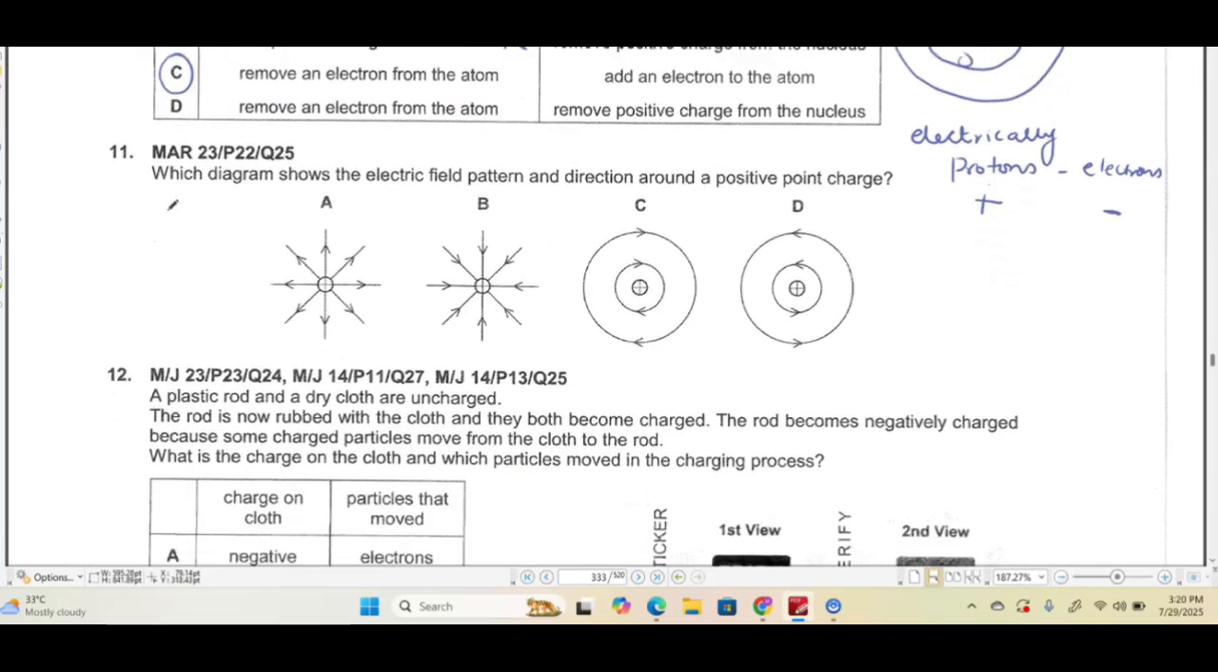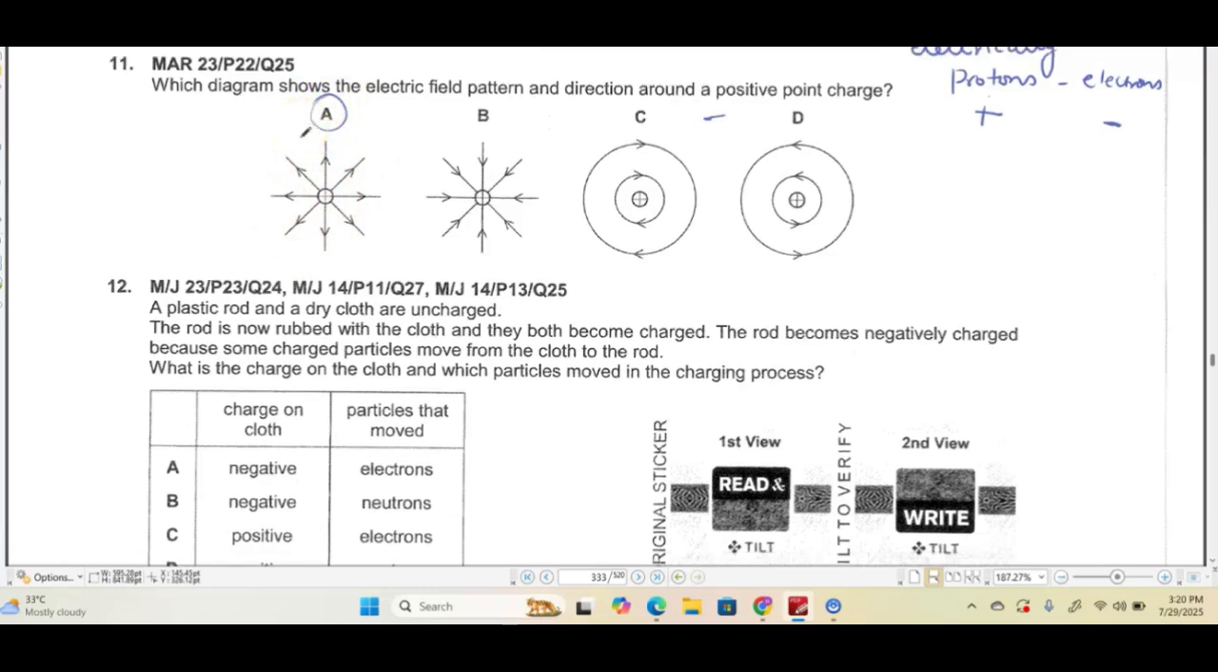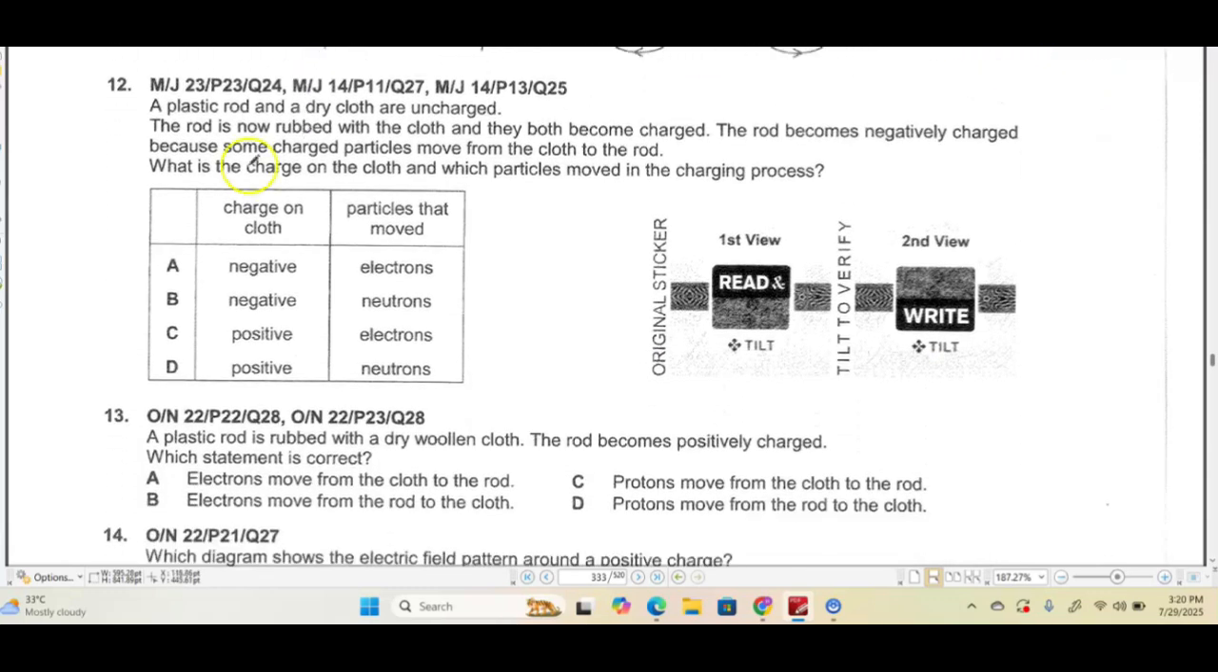Okay, question number 11. Which diagram shows the electric field pattern and direction around a positive point charge? I just showed this to you, that the electric field pattern is the force acting in the direction the positive charge is moving, so this is going to move away from this. Okay, so A is going to be our correct option. Question number 12. A plastic rod and a dry cloth are uncharged. The rod is now rubbed with cloth and they both become charged.